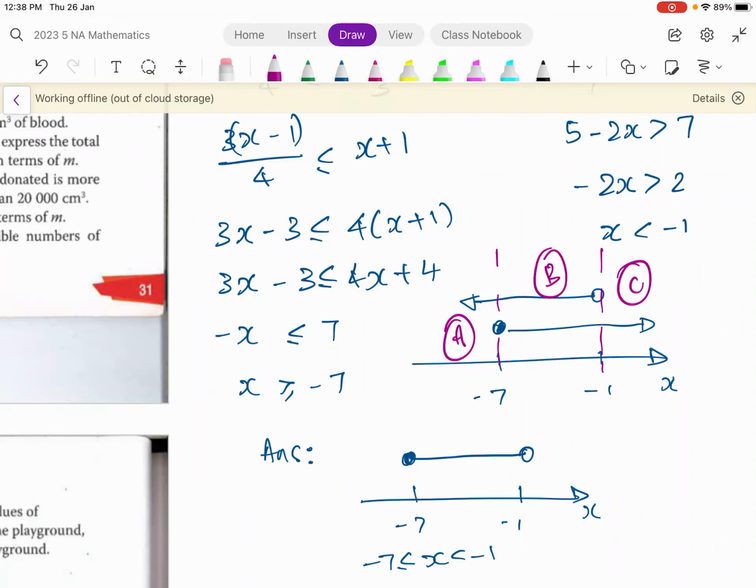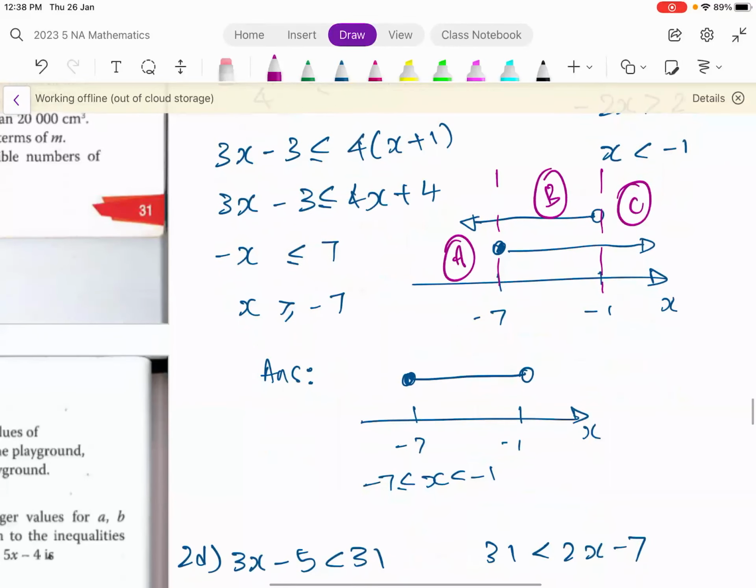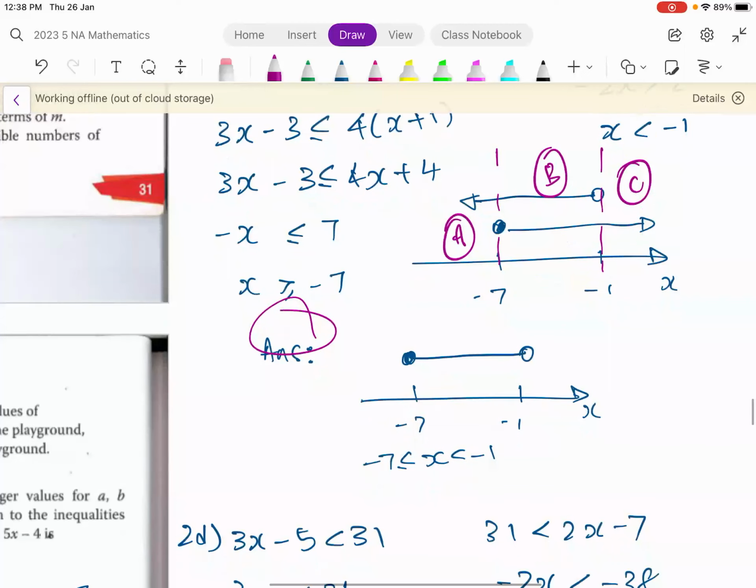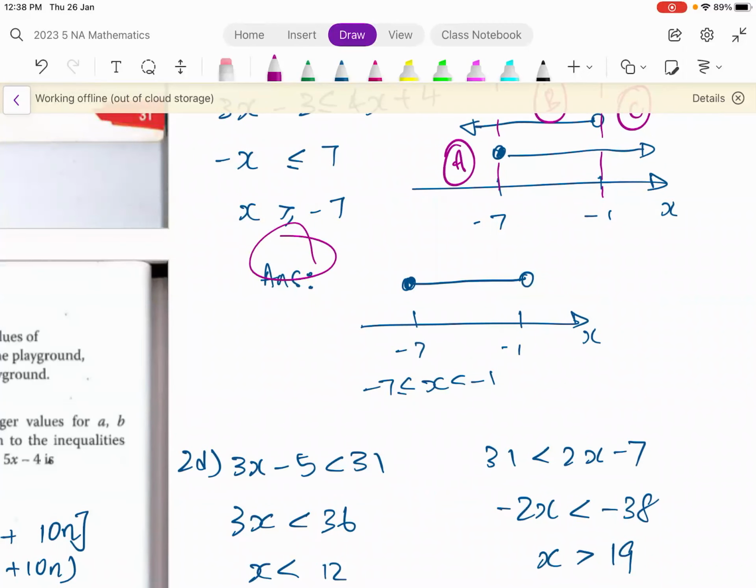Great. So with that working, we have our final answer. One number line, one colored circle, one hollow circle with a line in between them, indicating that our answer or region is from -7 inclusive to -1, excluding -1.